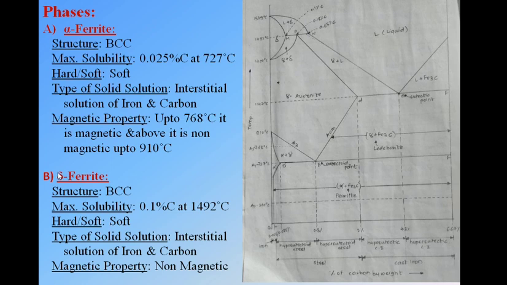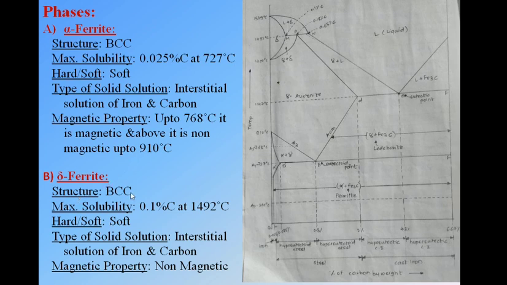Okay, next we will see about delta ferrite. Where is the delta ferrite? It is here, that is delta. You can see from temperature 1400 to 1539, in this curve. So this is a separate delta ferrite phase. It forms only at a higher temperature. See, alpha ferrite forms at lower temperatures, delta ferrite forms at higher temperatures. Okay, so we are going to study again.